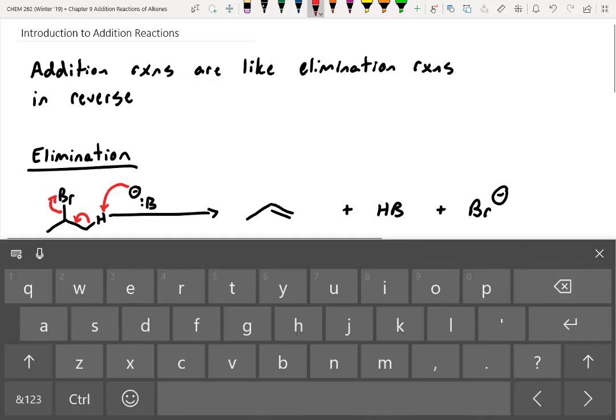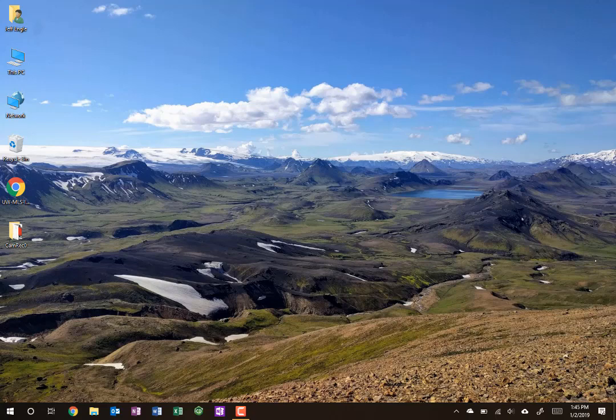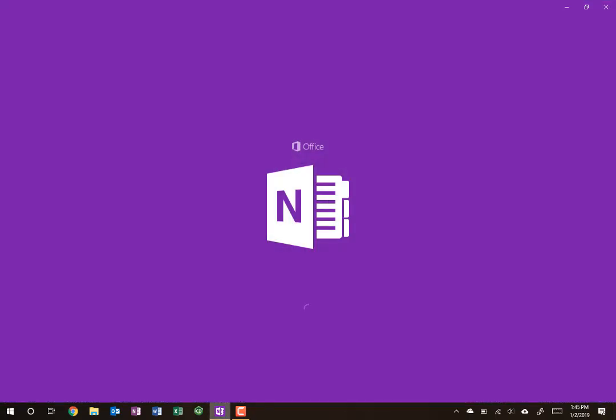So in these reactions, oh my goodness, I'm going to close this and restart it. This keyboard keeps on popping up.